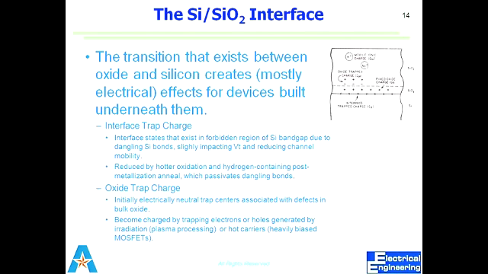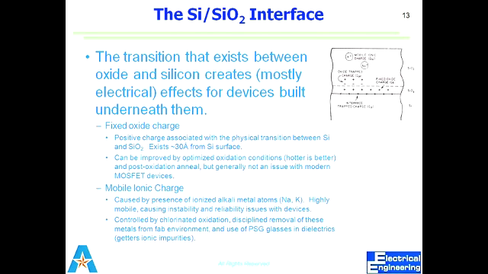The third one is the mobile ionic charge. I talked about the interface trap charge. Yes, mobile ionic charges are actually above the silicon surface, as you can see there, and they are mobile as well, and they can have positive polarity or even negative polarity.